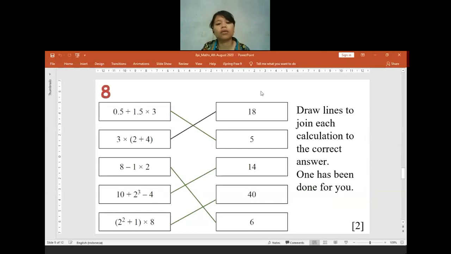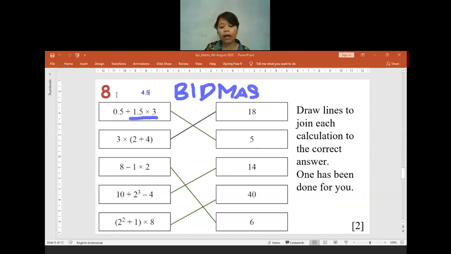For question 8, we have 0.5 plus 1.5 times 3. Remember the BIDMAS rule. Which one do we have to do first? Is it the addition or the multiplication? We have to finish the multiplication first. That's why we finish 1.5 times 3, the answer is 4.5. And then 0.5 plus 4.5 equals 5. That's why I connect the first box with number 5.